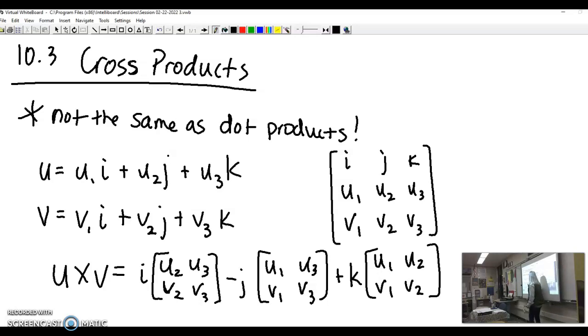Now what do you do with these matrices? You just leave them as matrices? No. What you do is called a determinant. We're still doing a determinant. You do left diagonal minus the right diagonal. That's the determinant of a 2 by 2 matrix. I say left diagonal because it starts at the top left. So it'd be U2V3 minus U3V2, the right diagonal. It's always a minus.